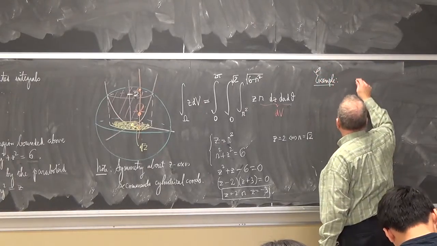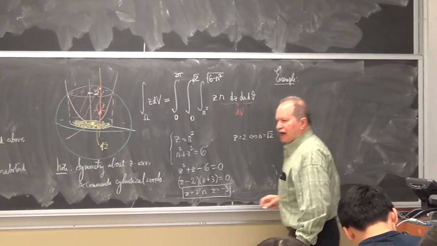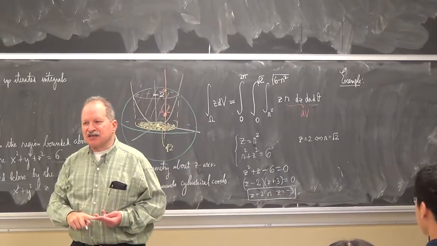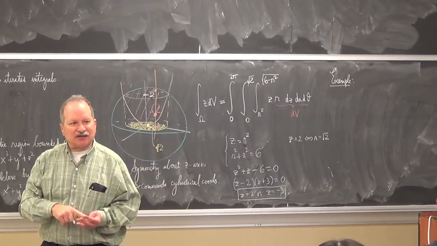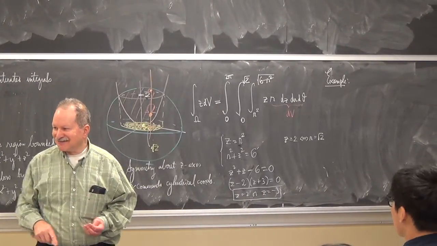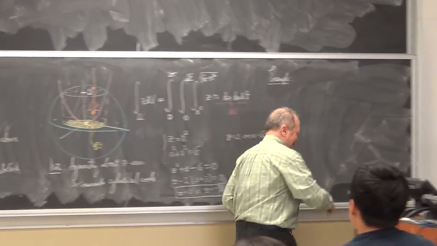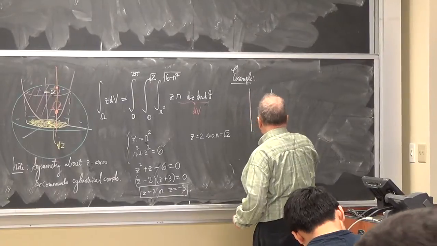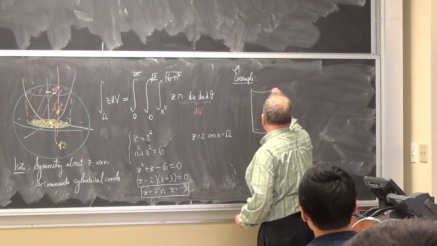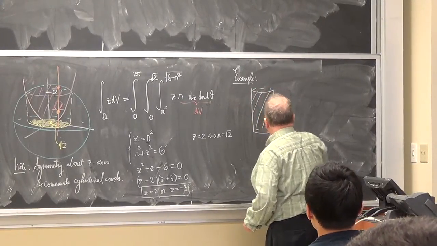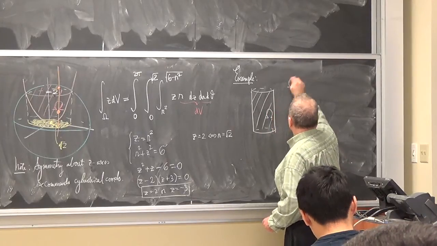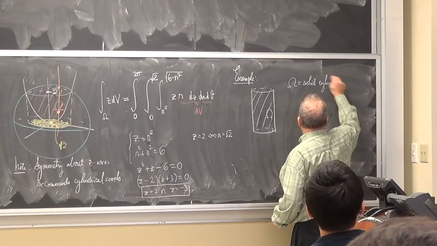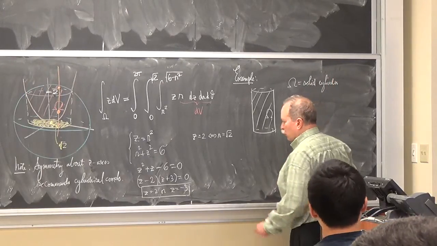Let's take a cylinder and ask, what is the integral of the square of the distance from the axis of symmetry of the cylinder? Follow that? Cylinder, filled in. So take a solid cylinder, and by that I mean a right circular cylinder.